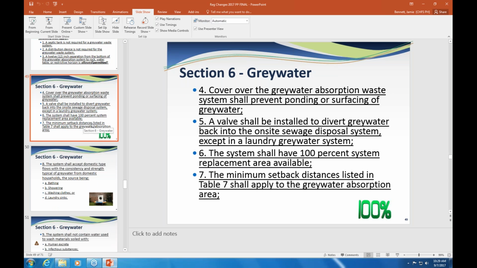Number 4, cover over the gray water absorption waste system shall prevent ponding or surfacing of gray water. A valve shall be installed to divert gray water back into the on-site sewage disposal system, except in a laundry gray water system. The system shall have 100% system replace area available. The minimum setback distances listed in Table 7 shall apply to the gray water absorption area.